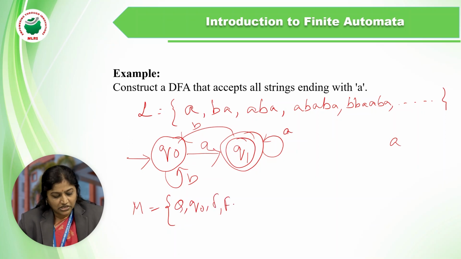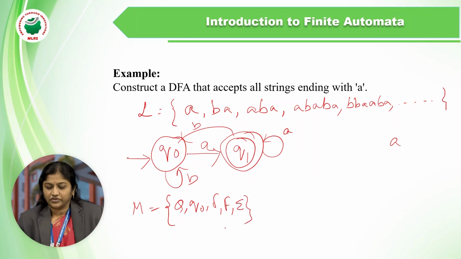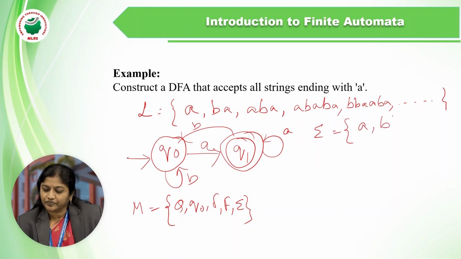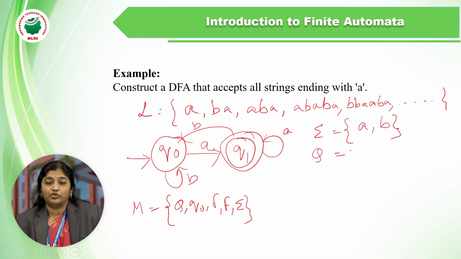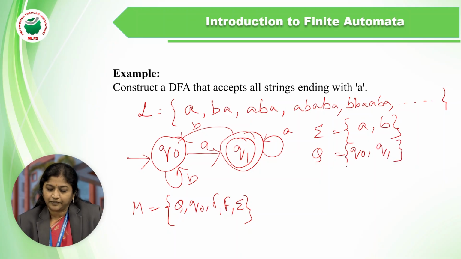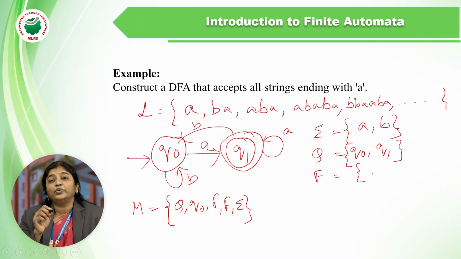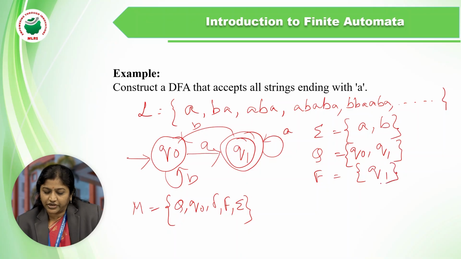next, final state and sigma. So what is sigma here? It indicates the input symbols we are going to take, that is A, comma B. Next, capital Q. What is this capital Q? How many states are present here? That is Q0, Q1. Next, F we will take. F is nothing but the final state. The one with a double circle is nothing but a final state. That is Q1 here.